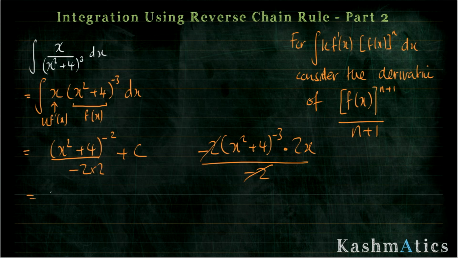So my final answer is minus (x squared plus 4) to the power minus 2 divided by 4. I've already taken care of the minus sign, so let's just get rid of that. I've already taken care of it here. Plus c. So I hope that's made sense. What you need to do is tweak the answer to get the right integral.